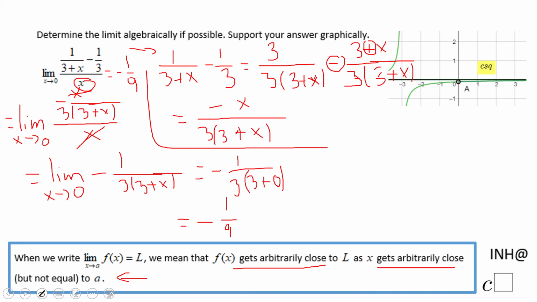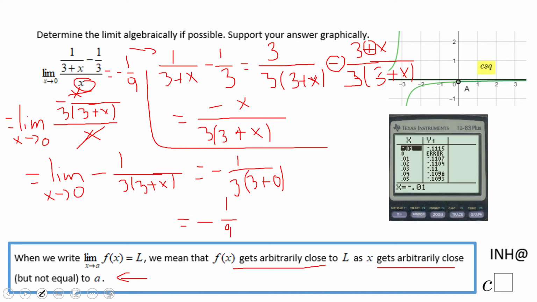On the numerical approach, which you see here, be sure you correct the function here. Be sure you set up the table in this format to start from negative 0.01. Be sure you set up the delta, the scale, to go by 0.1. Then you're going to see exactly what you see here just by clicking the table button. And you notice when x is getting closer and closer to 0, the function is getting closer and closer to negative 0.111, which is nothing else than negative 1 over 9.